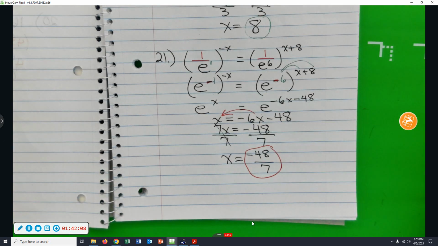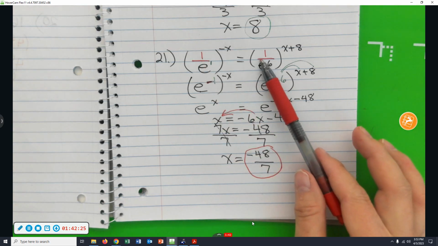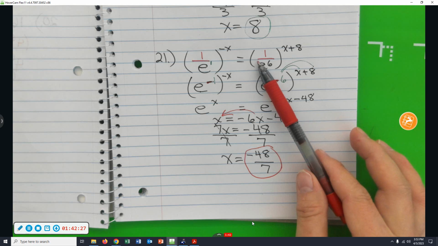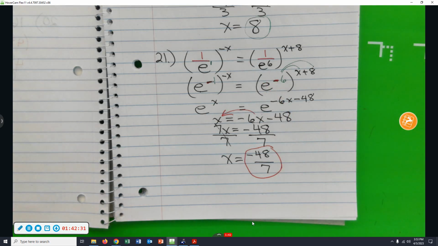If there's an e in the equation, e should be the common base. Well, if there's an e on each side. Now, suppose we had an e on one side and no e on the other side. Then you could not get a common base. That's when you're going to use logarithms. We'll see that next week.